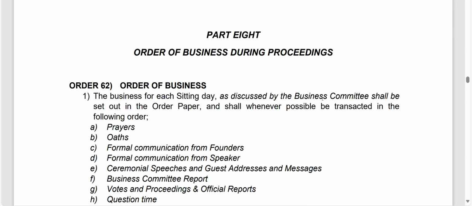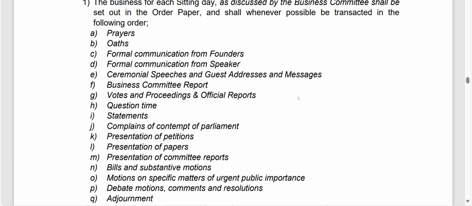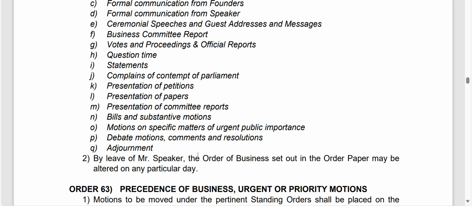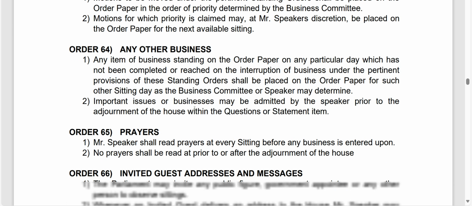Okay. Now, part 8, Order 62, Order of Business. This part stipulates how our businesses are done. Prayers are always starting. And after prayer, if we are to swear anyone in, the person is sworn in right after prayers. Then we have communications from the founder, then communication from the speaker. Then we receive guest speeches and addresses, business committee report, votes and proceedings, question time, statements, petitions, and we always have the motions last before adjournment, because when we start motions, it becomes so hot.